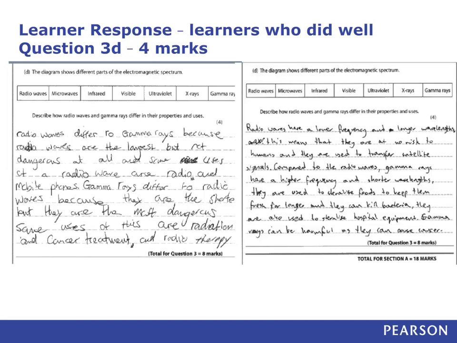They then go on to state that this means that the radio waves are no risk to humans. This is compared at the end of the paragraph to the gamma rays that cause cancer for the third mark. For the final mark, they give the use of radio waves to transfer satellite signals and uses of gamma rays, including for sterilizing hospital equipment. A very good answer for full marks.